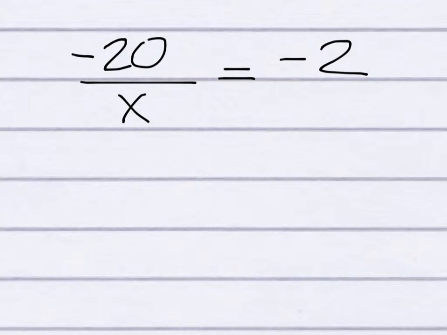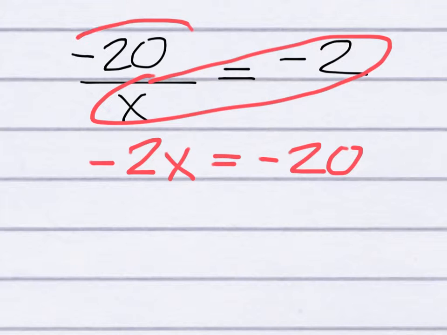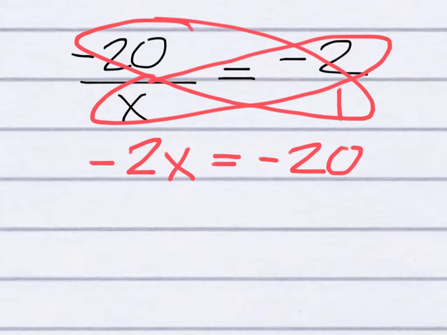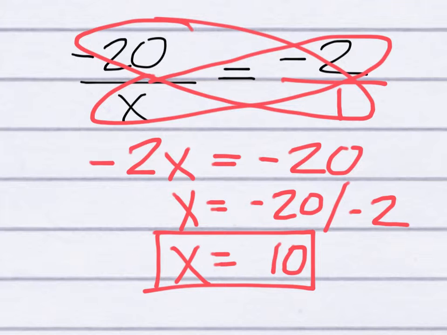Cross multiply to get negative 2x equals negative 20. Here and here, remember this is a 1. Divide the negative 20 by negative 2 to get a positive 10.